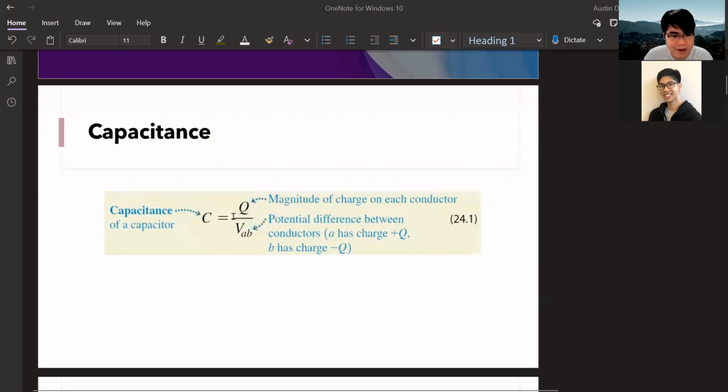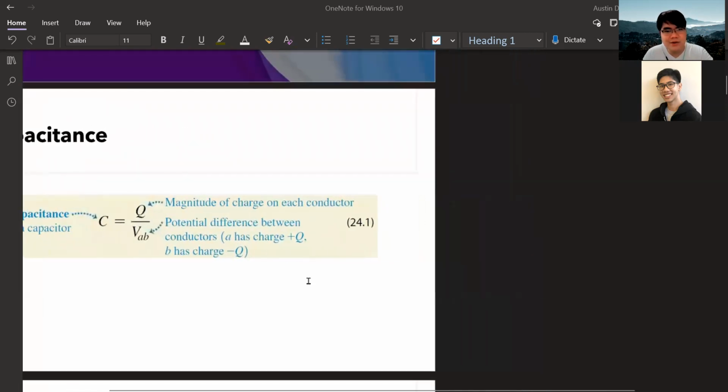Capacitance, ito siya. Ito yung formula niya. C equals Q over V_AB. While yung V is your potential difference from A to B. And then Q is the charge on the conductor. So bakit parang saan ba hinugot yan, sir?